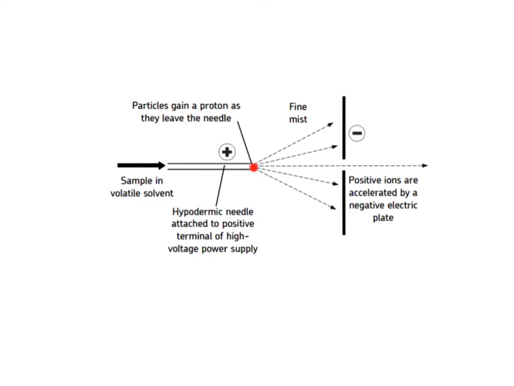The hypodermic needle has a positive charge, and as the particles exit the hypodermic needle, by the way, hypodermic just means hollow needle, the particles gain a proton as they leave the needle. A proton is just a hydrogen ion. If you think about hydrogen, hydrogen contains one proton and one electron. So if you remove the electron, then you're just left with a proton. So a hydrogen ion is a proton.